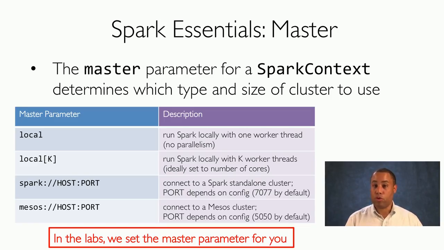The master parameter for a Spark context determines which type and size of cluster to use. And there are two choices, local clusters and remote clusters. For local, you can either choose to run Spark with just one worker, no parallelism, or you can run it with k worker threads, where ideally you want to set k to be the same as the number of cores that you have in your machine. To work with clusters, you can either connect to a Spark cluster or to an Apache Mesos cluster. In the labs, we set the master parameter for you, so you don't have to worry about this parameter.